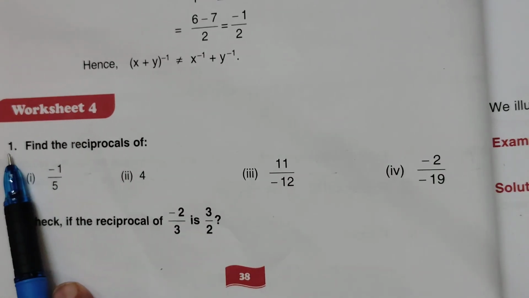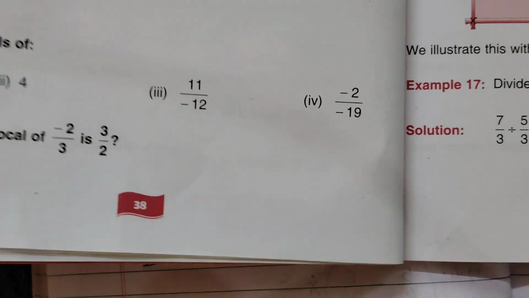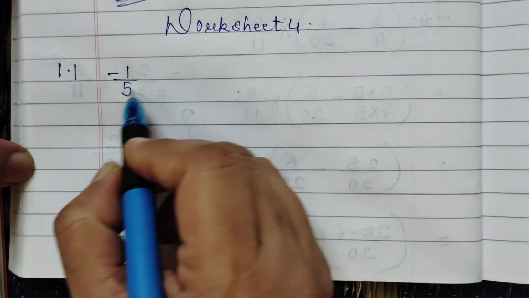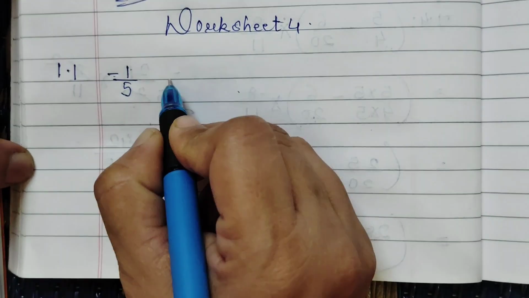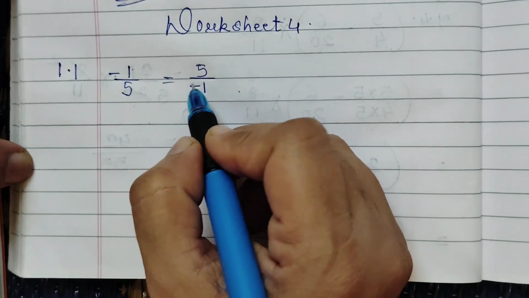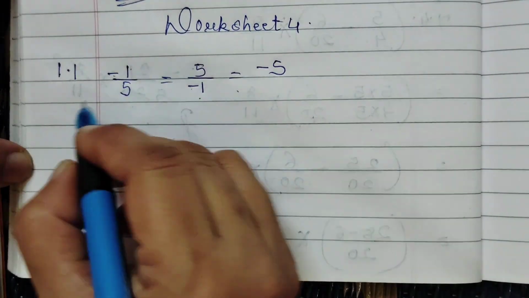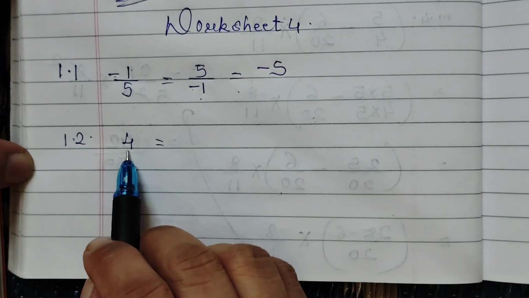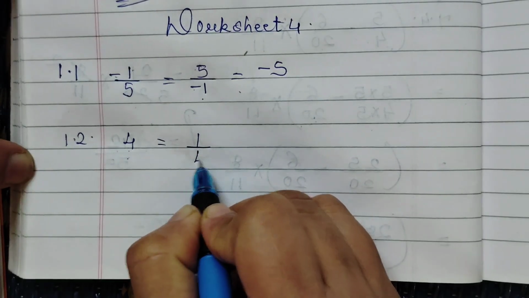So the first question is, find the reciprocals of these rational numbers. So let's start. Okay, 1.1, minus 1 upon 5. The reciprocal of minus 1 upon 5 is 5 upon minus 1. But in the denominator we don't keep 1, so this will go up and we will get only minus 5. Okay, next 1.2 is 4. What will be the reciprocal of 4? There is nothing in the denominator, so we consider it as 1. So it will be 1 upon 4.